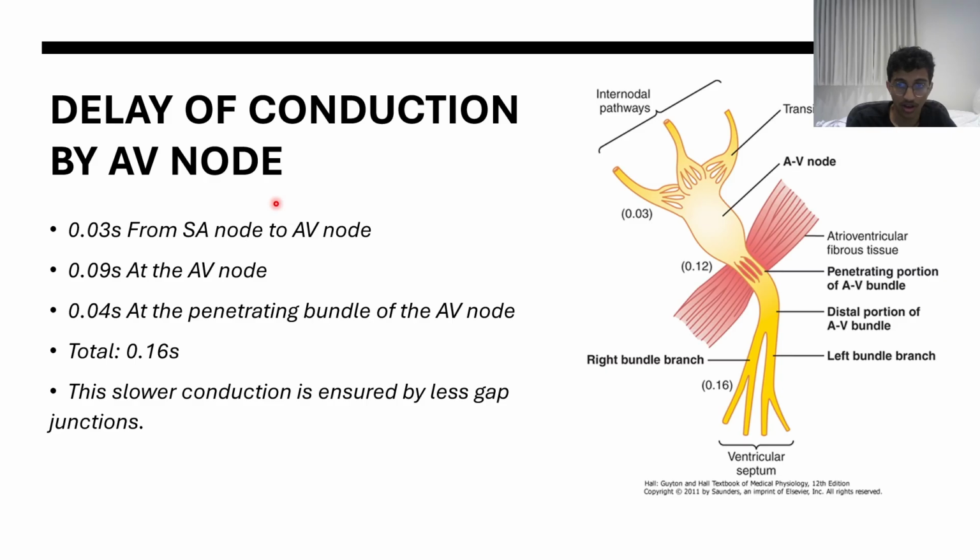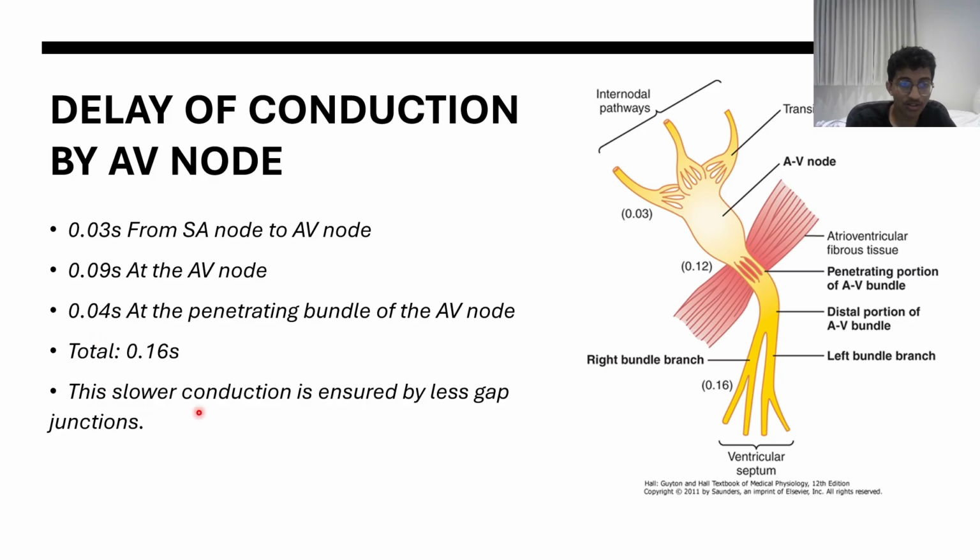So, like I said, the AV node delays the conduction of the impulse. Now it takes 0.03 seconds for the impulse to travel from the SA node to the AV node. It stays for 0.09 seconds at the AV node, and it stays at the penetrating bundle of the AV node for 0.04 seconds. All of these add up to 0.16 seconds, so that's the total time it takes for the impulse to travel all the way from the SA node to the bundle branches right here.